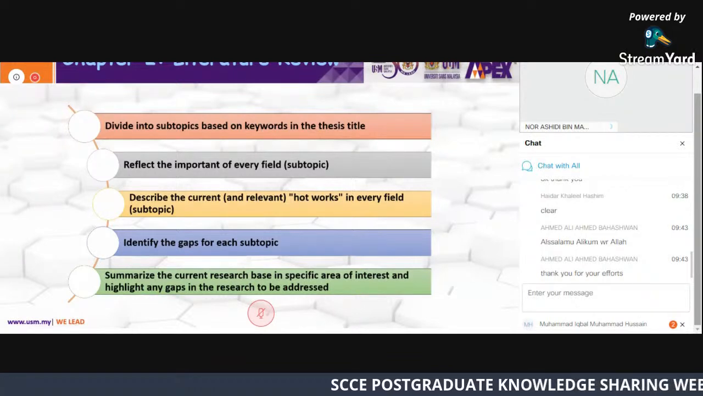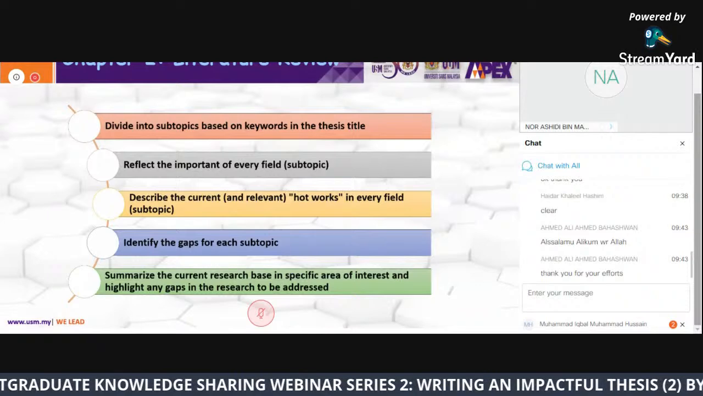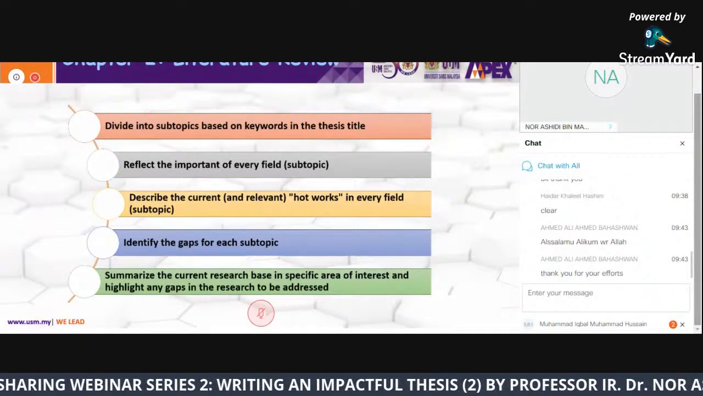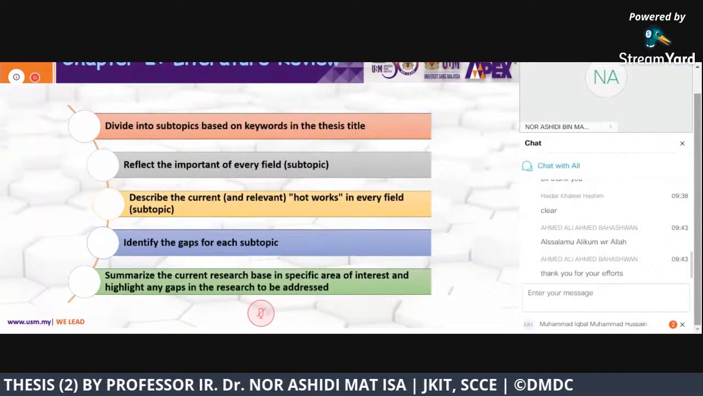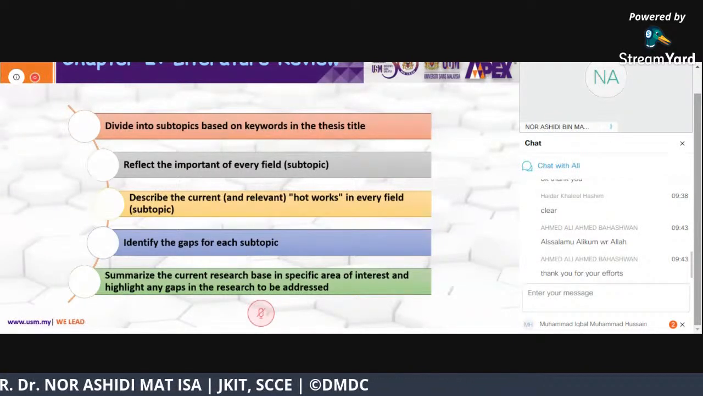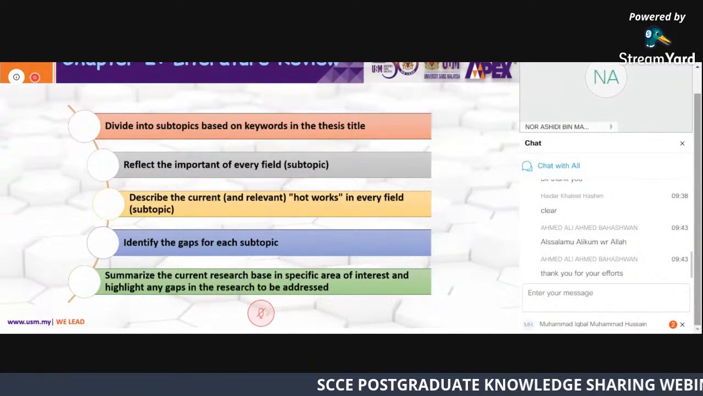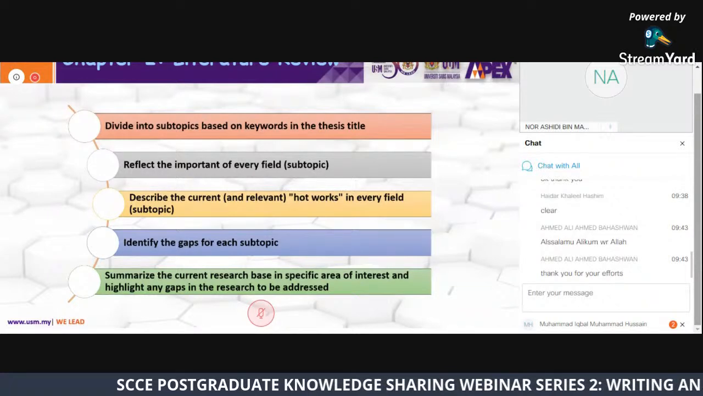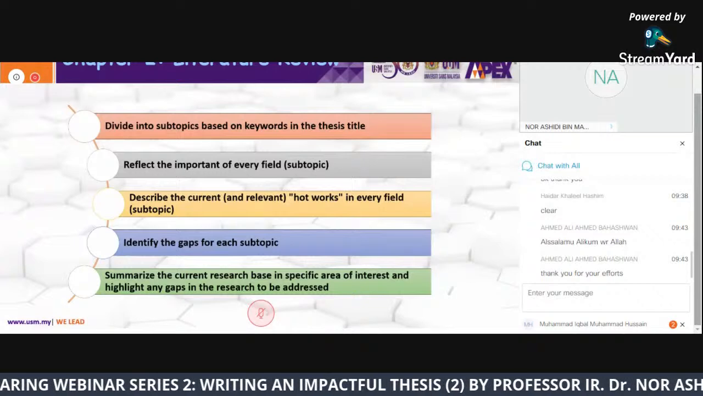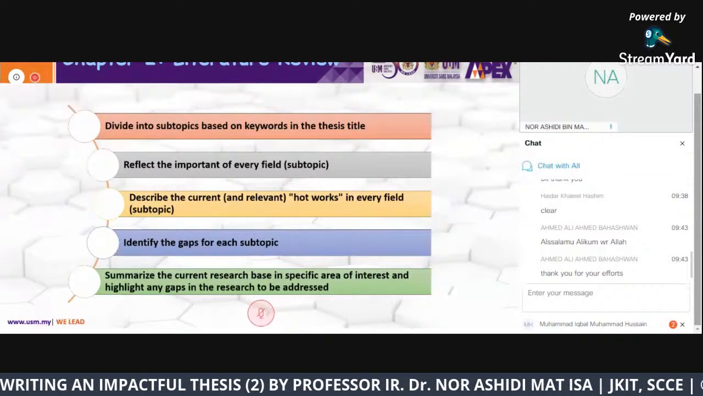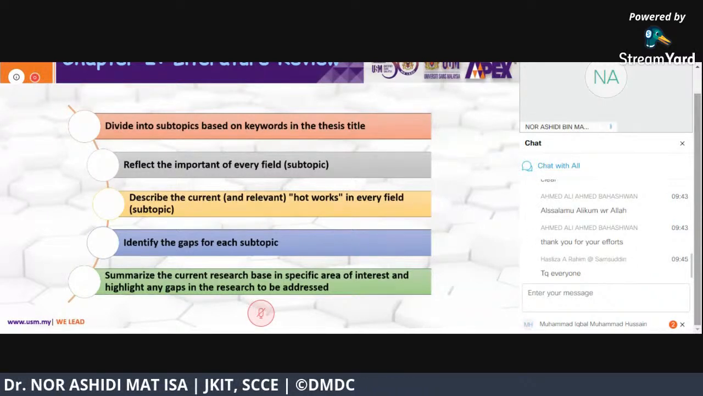Why is it important? Because you want to show that your research is up to date, not outdated, and no longer done by researchers. You must make sure that it is always relevant. Your thesis or your research must always be relevant to the current situation.